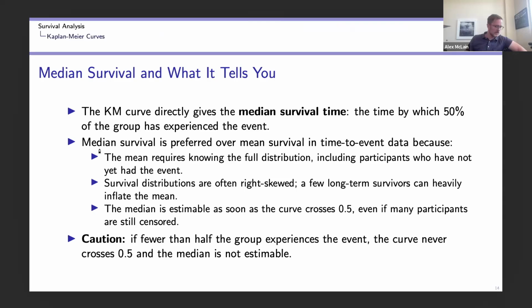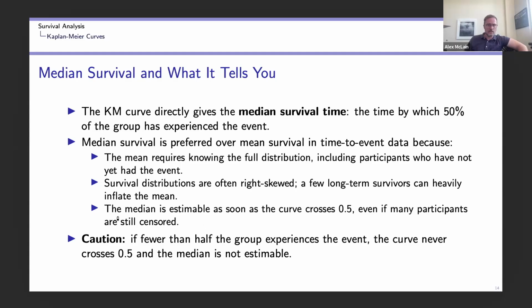So as I mentioned, median survival, this is what we're going to use over mean survival when we're doing survival analysis. Also, the mean is going to require the full distribution. A nice thing about survival analysis, what we've talked about so far, is that it's non-parametric. It doesn't assume a distribution. That is one reason why we like median over mean.